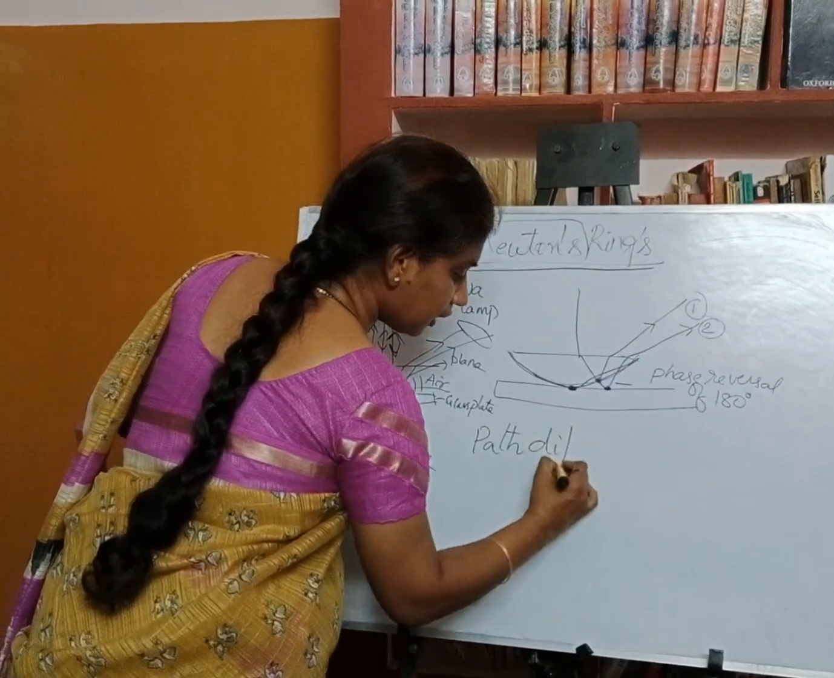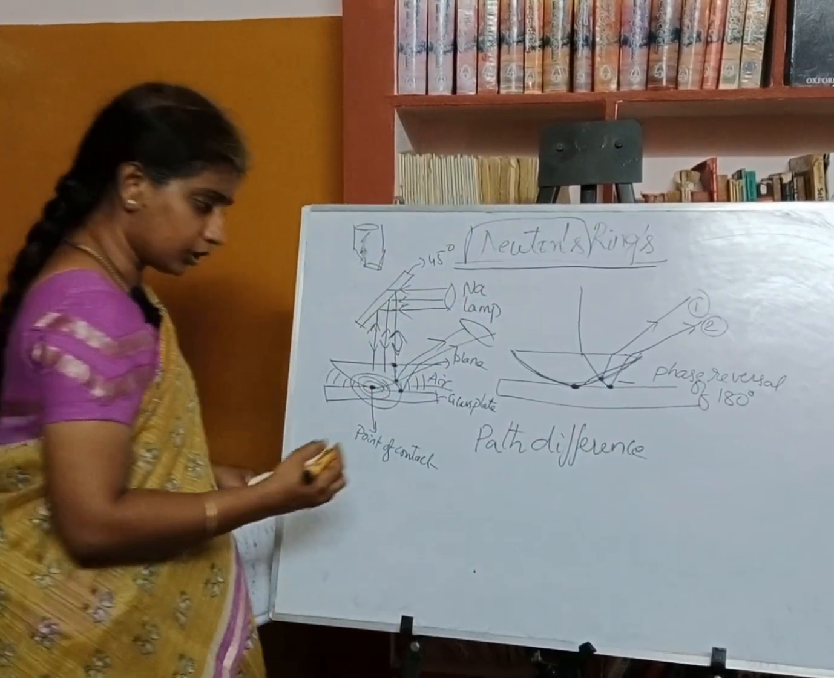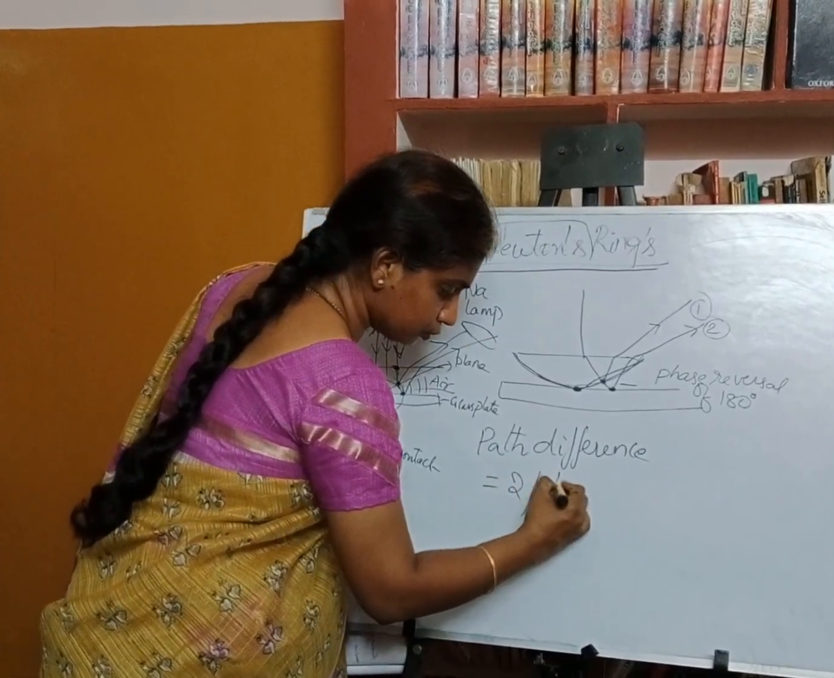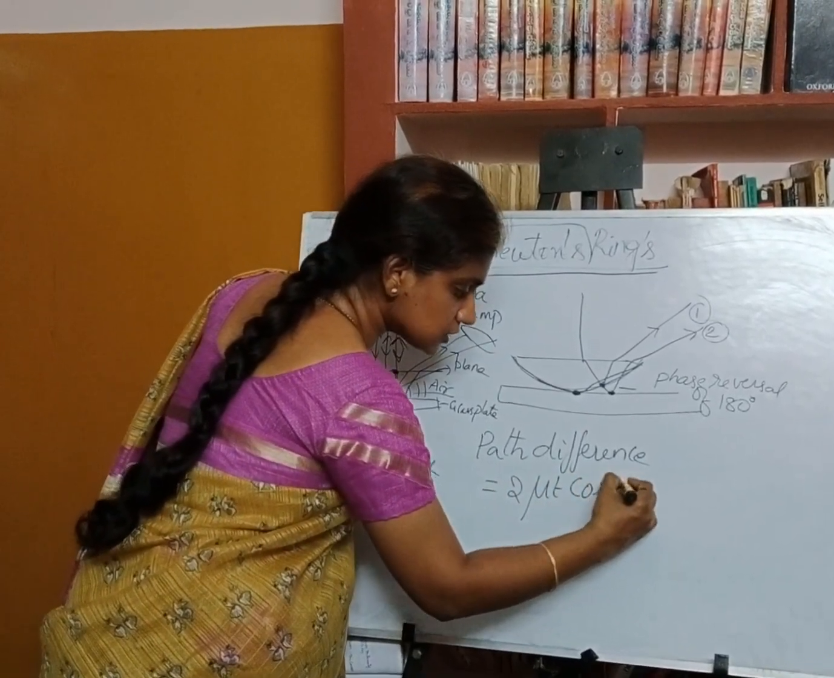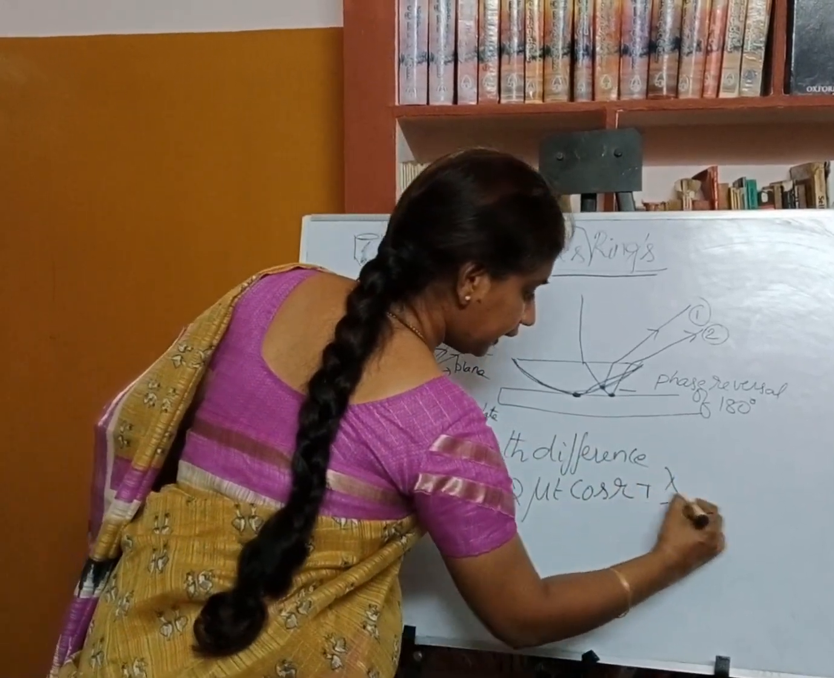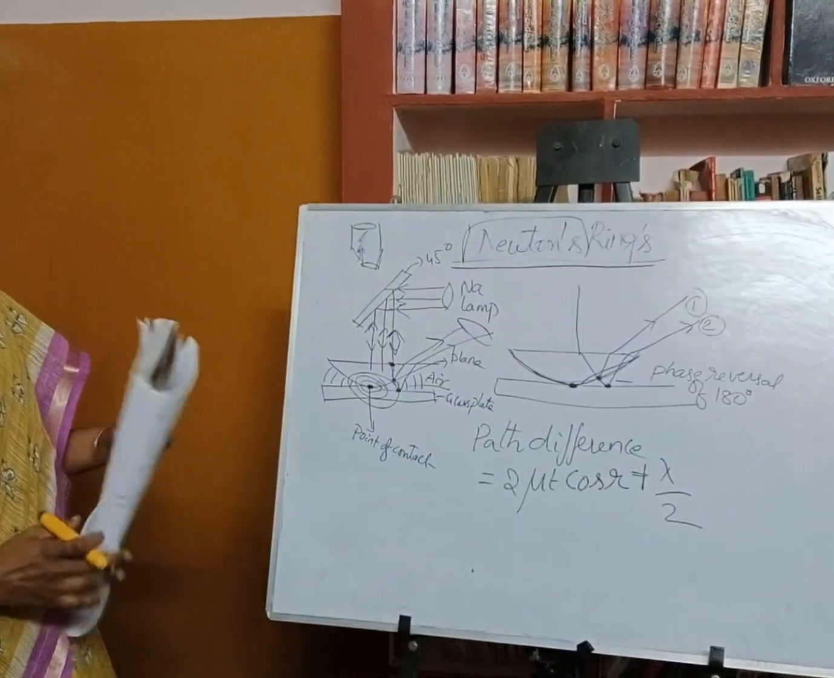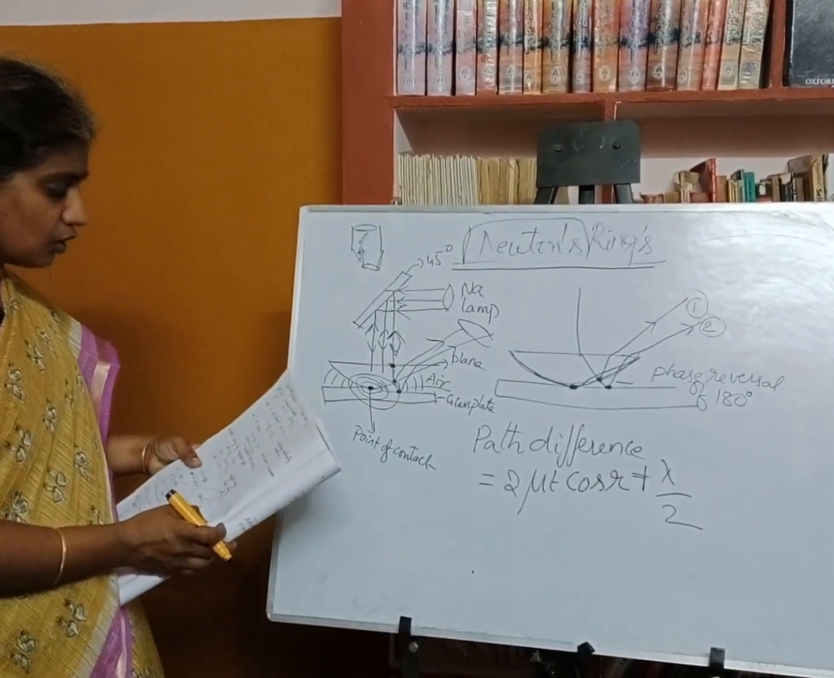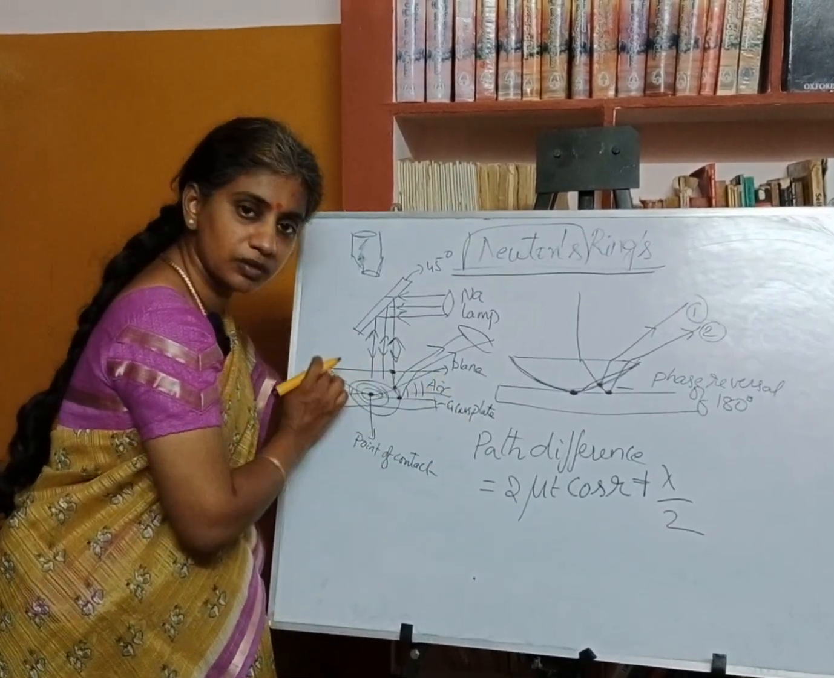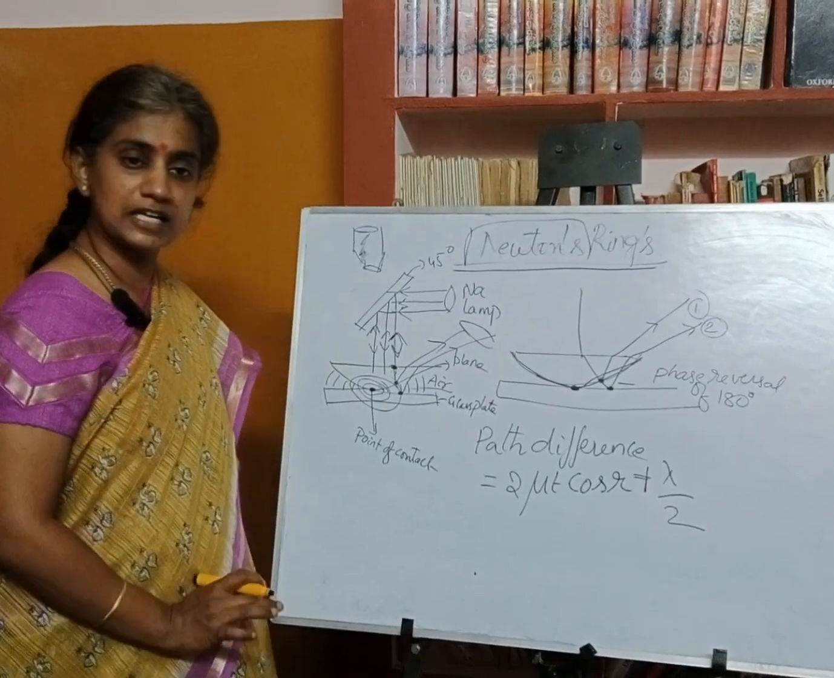The formula for path difference is, anybody can tell me? It is 2 mu t cos r plus lambda by 2. So this is 2 mu t cos r plus lambda by 2. What is this mu? The mu is the refractive index of the medium that is present between the plano-convex lens and the glass plate.